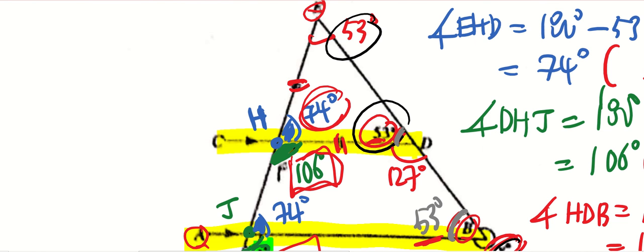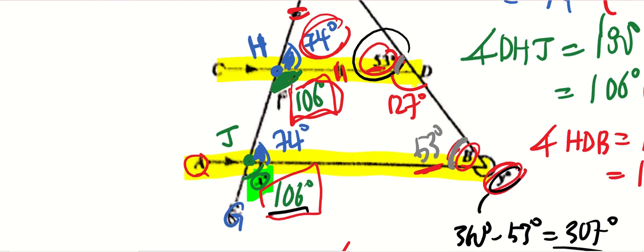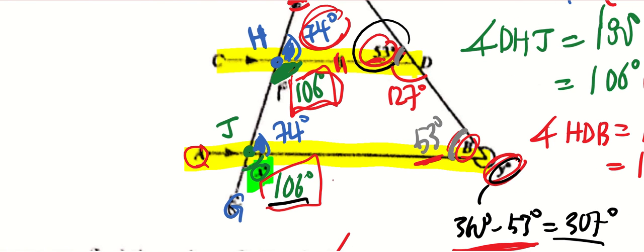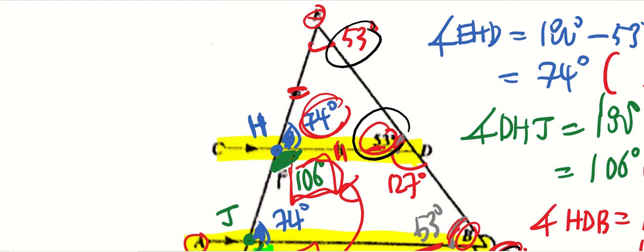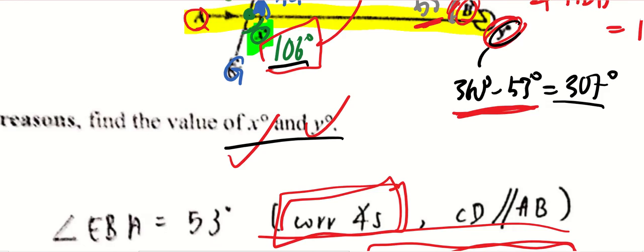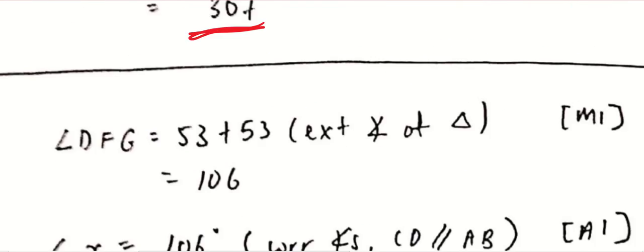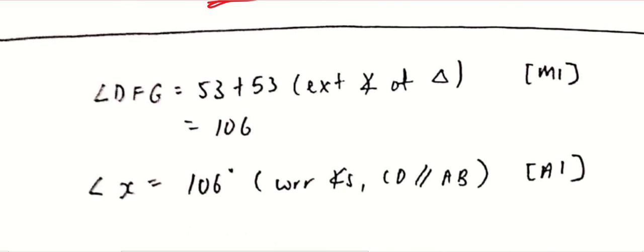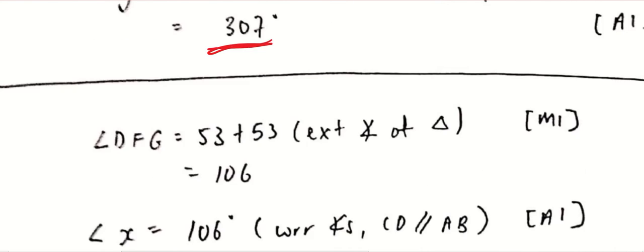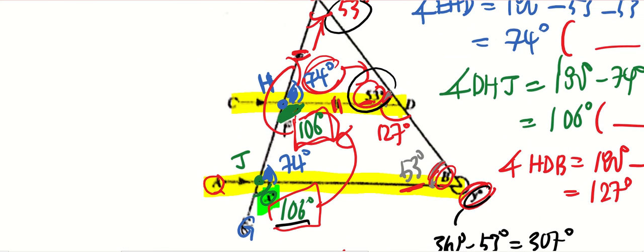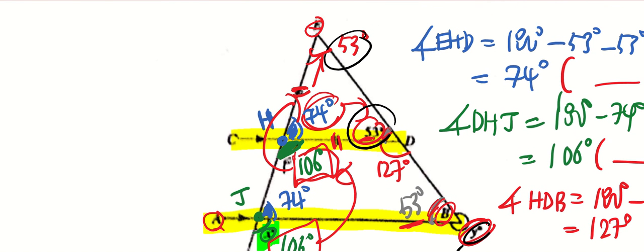Okay, so we work backwards. We retrace our steps, right? 106 comes from this. This 74 comes from these two guys. So I'm working backwards, and now writing the working forward. So DFG equals 53 plus 53 equals 106. Quite interesting. How did they do this part?